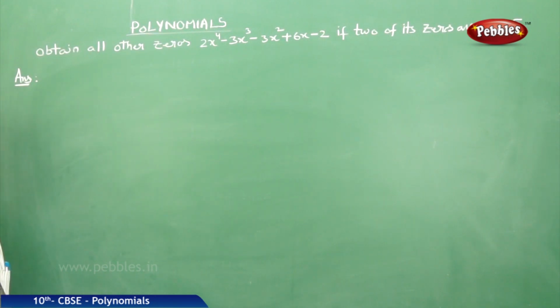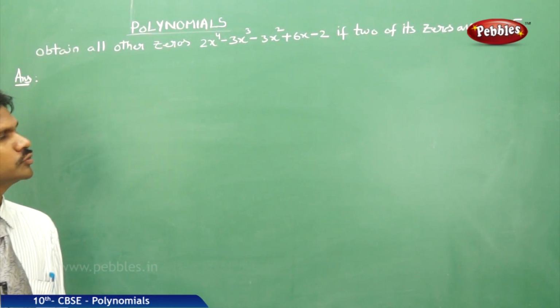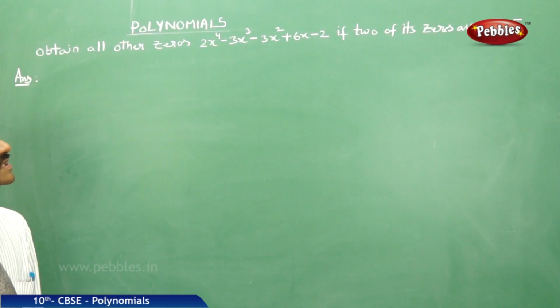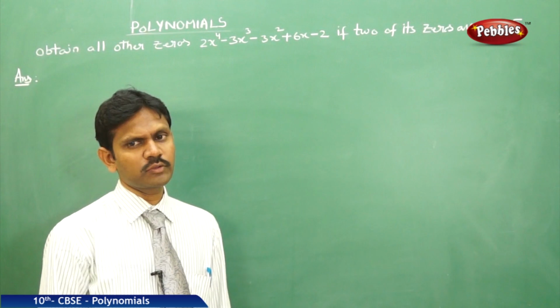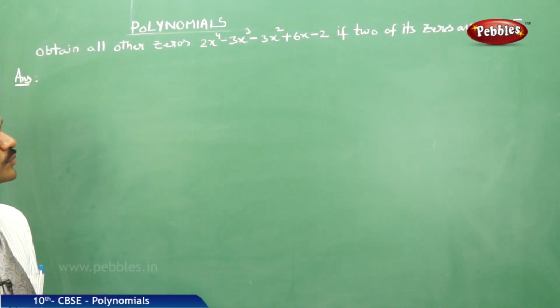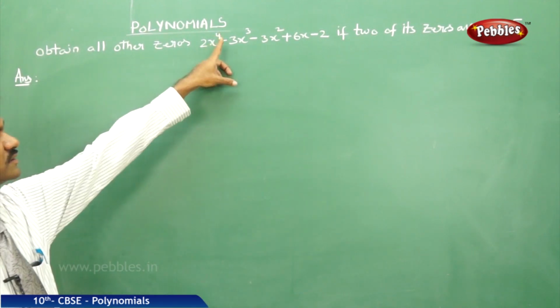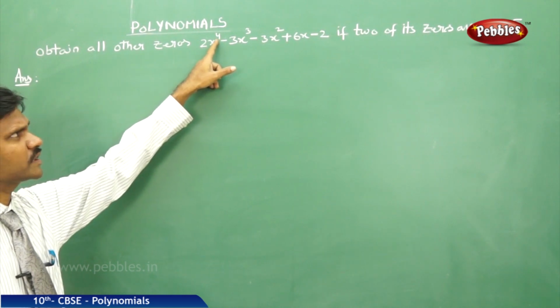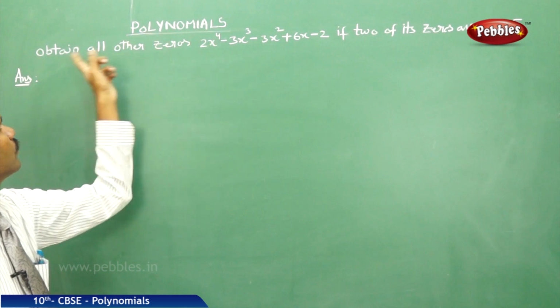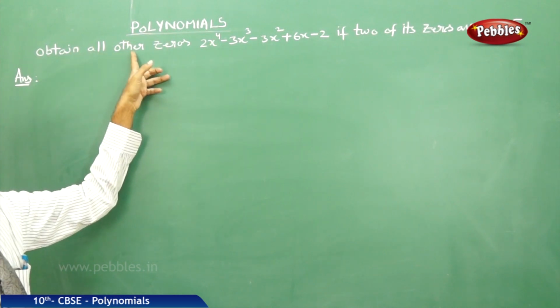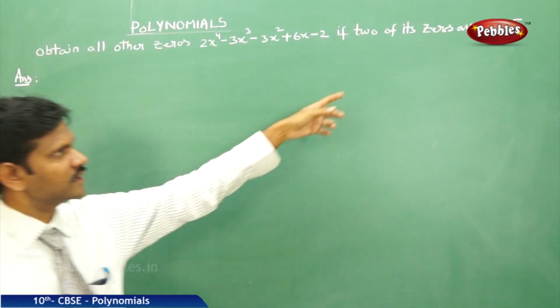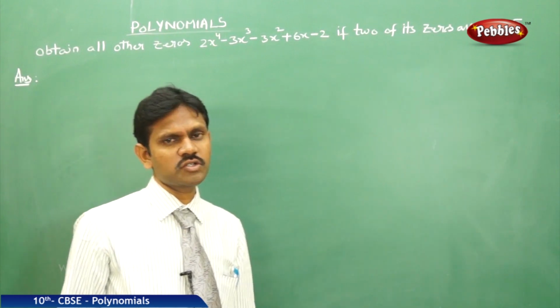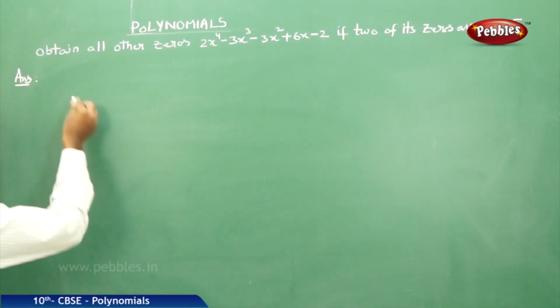Obtain all other zeros of 2x power 4 minus 3x cube minus 3x square plus 6x minus 2, if two of its zeros are minus root 2 and root 2. Here we can observe one important thing: the degree of the polynomial is 4. That means we can get 4 zeros. Find all other zeros. All other zeros means total 4 are there, 2 are given. That means the rest 2 we have to find.